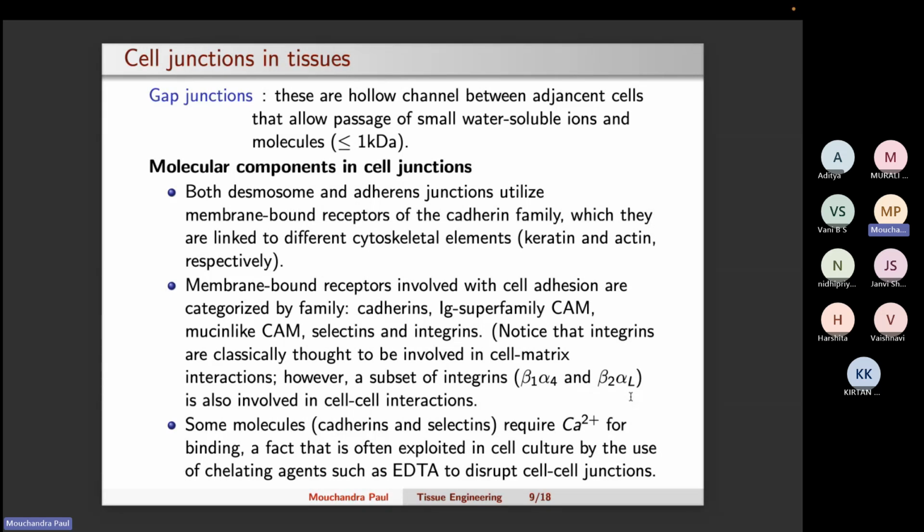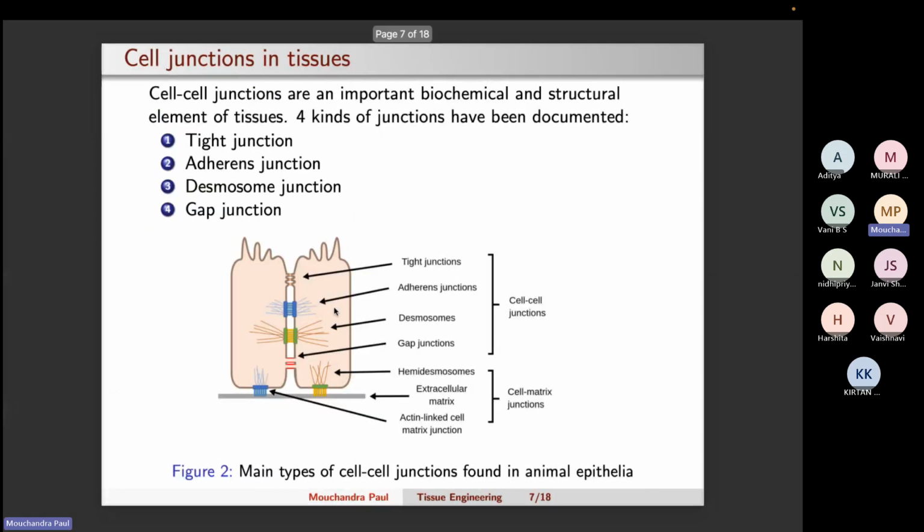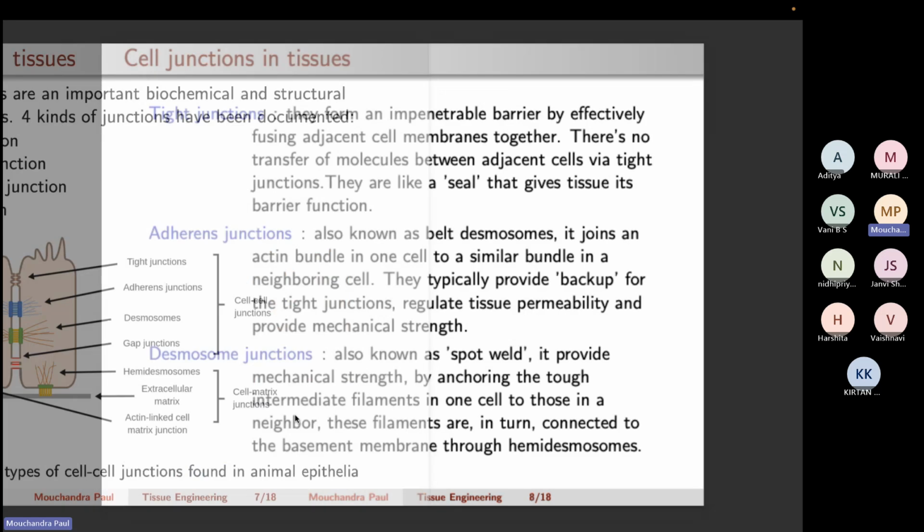The molecular components in cell junctions. Let's see that. Both desmosomes and adherent junctions utilize the membrane-bound receptors of the cadherin family. So let's talk about the family of proteins that are involved in forming these kinds of cell-cell junctions. We will see that.